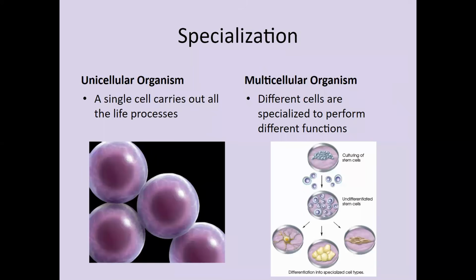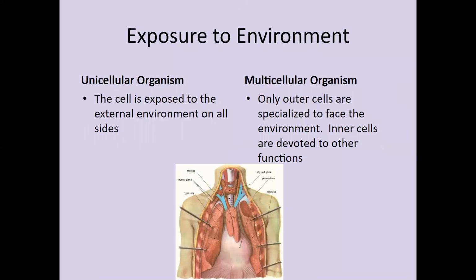So looking at some more comparisons, the specialization that we talked about. Unicellular carries out all their life processes within their one cell. But the multicellular has different cells to perform different life functions. When they're talking about exposure to the environment, the unicellular organism is just exposed to the external environment, to the outside environment on all sides.